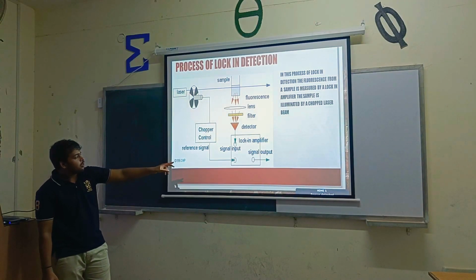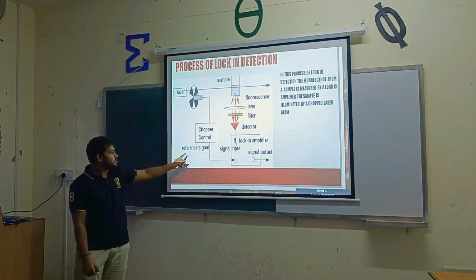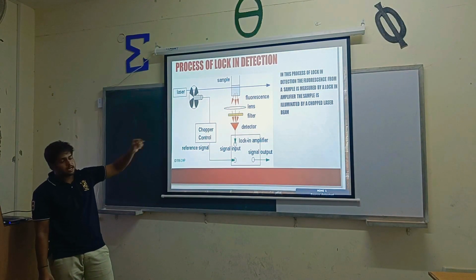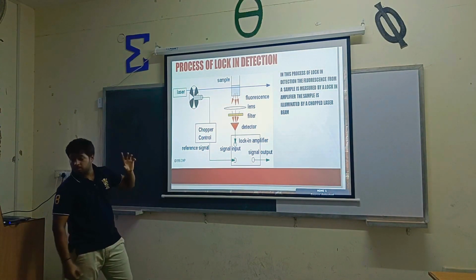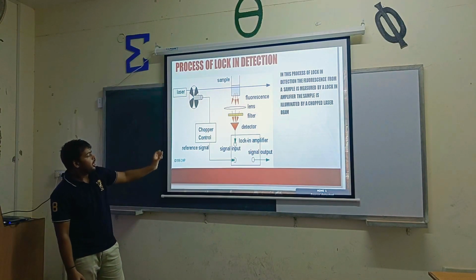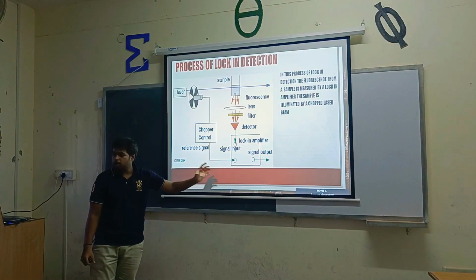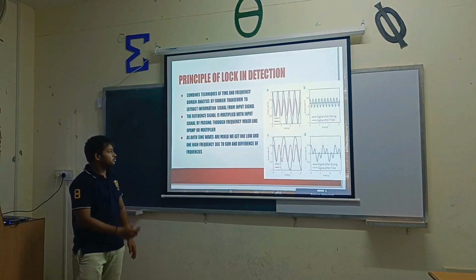and detected. In the lock-in amplifier we match the reference signal with the noise-embedded signal coming from the sample, single out our signal component, and then take the output, amplify it and get the result.